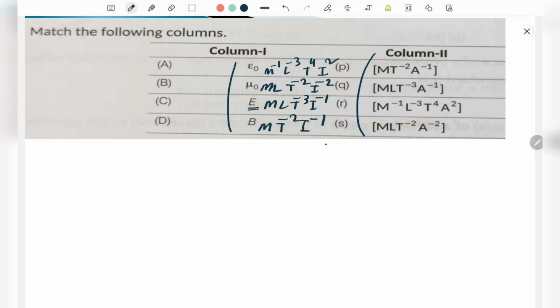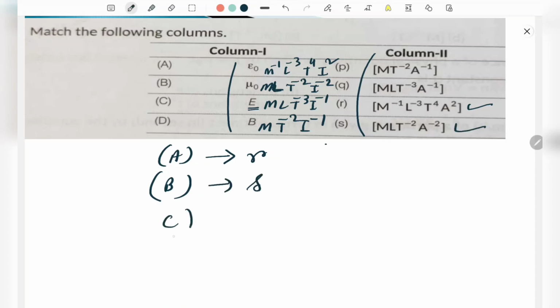Let us now match our options. Option A, that is the dimension of epsilon, matches with this one over here, that is R. That for mu naught matches with this one over here, S. That of E matches with Q, and that of B, the magnetic field, matches with what remains, which is P.